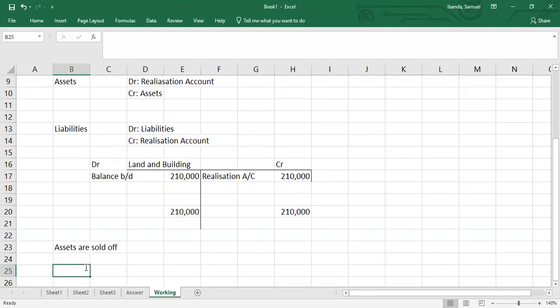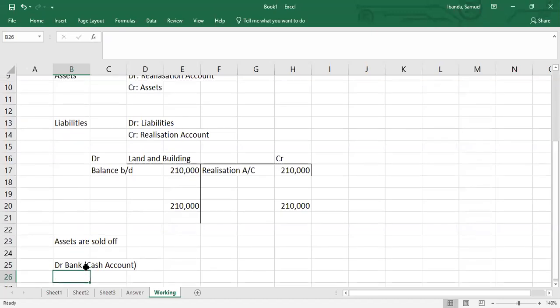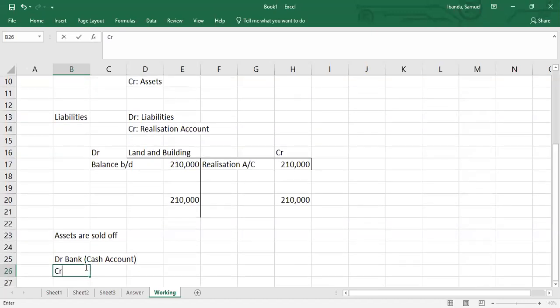Now, if assets are sold off, what we basically do is we debit bank, or what will be your cash account in this case, okay? And then credit the realization account. You credit the realization account.